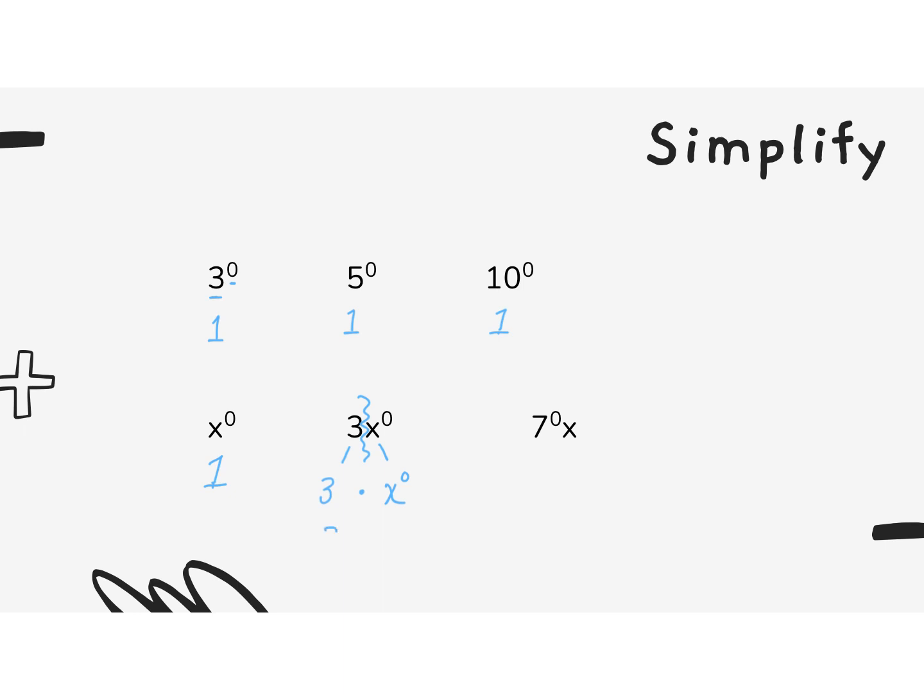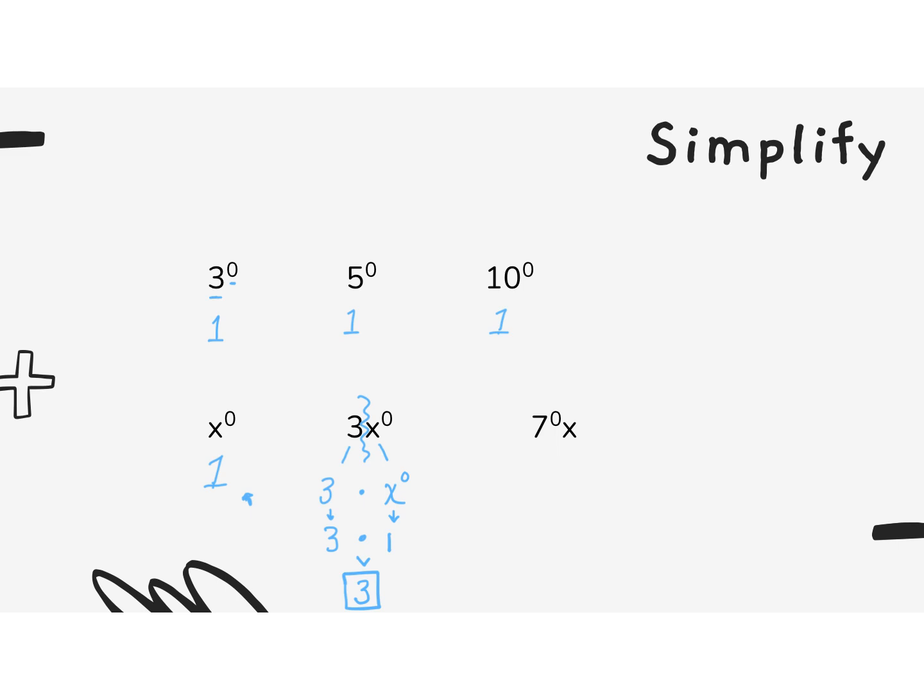So 3 doesn't change, it's just good old-fashioned 3 as we bring that down. And then x to the power of 0, well, we just did that right here. And we know from prior knowledge that x to the power of 0 is 1. So when we simplify this problem, we have 3 times 1, or we have an answer of 3. So that's a little bit of a challenging thought, so maybe pause, go through it again.